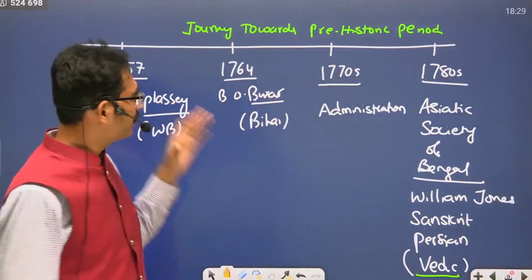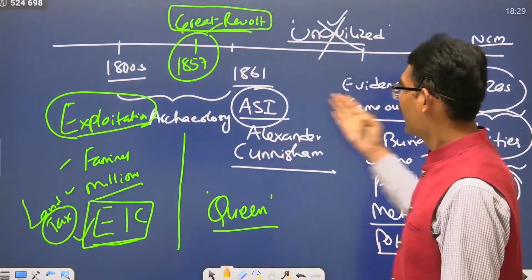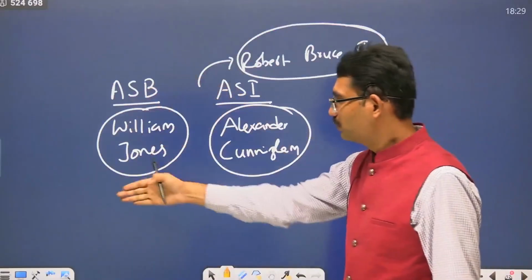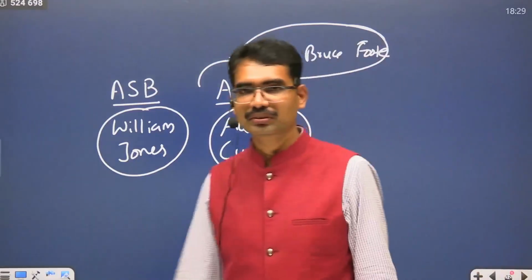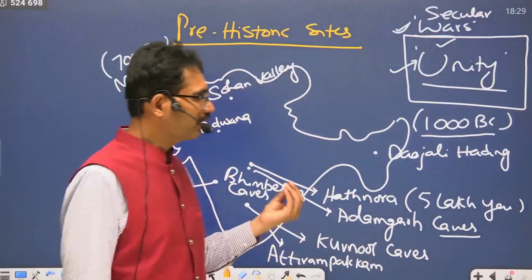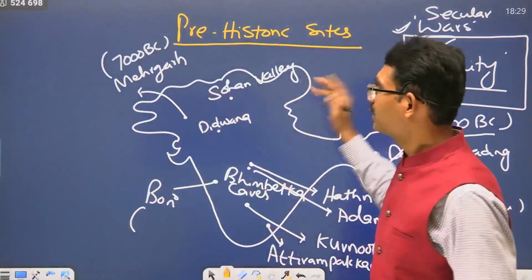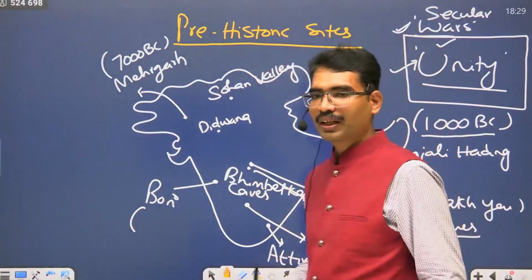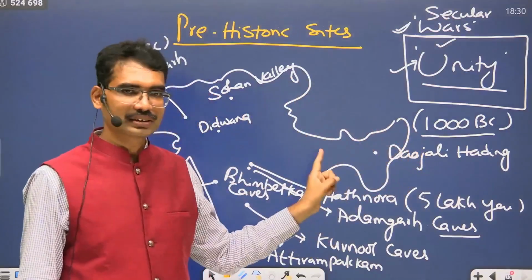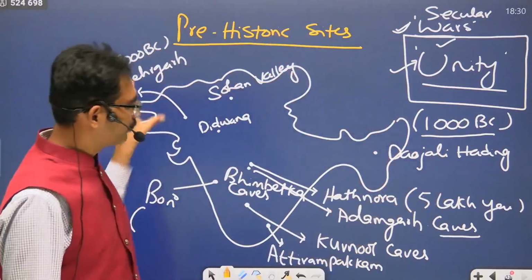Since the establishment of the British Raj, many efforts happened. From the prelims point of view, these are the people like William Jones, Alexander Cunningham, Robert Bruce Foote. These are some of the people who contributed in unearthing our past before the Vedas. These are some of the places called prehistoric sites. In these sites, evidences like stone tools, paintings, caves, potteries, burials are all evident.